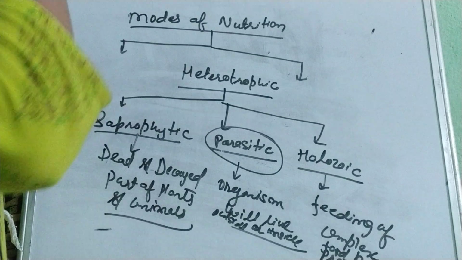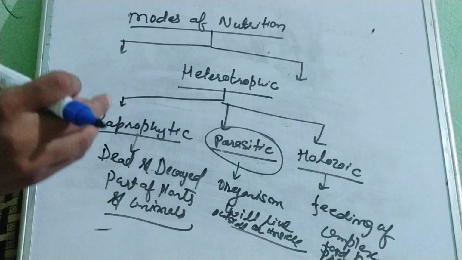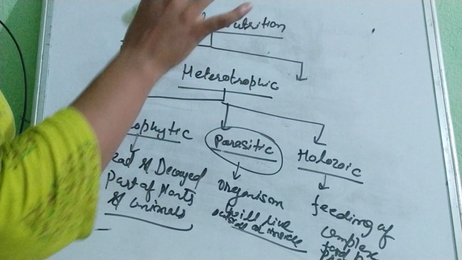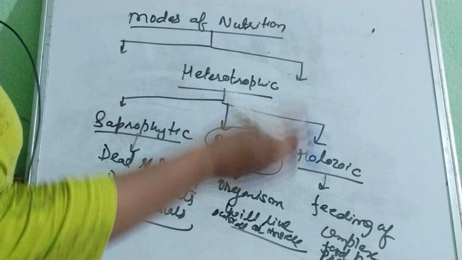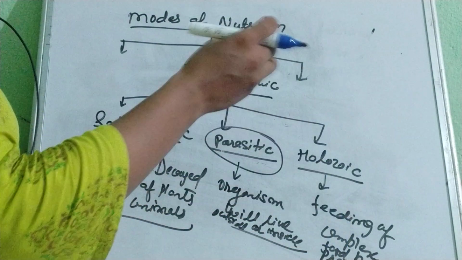Next is the holozoic mode of nutrition. Holozoic means, very simply, that if any organism feeds on complex food by the process of ingestion, that is called holozoic.